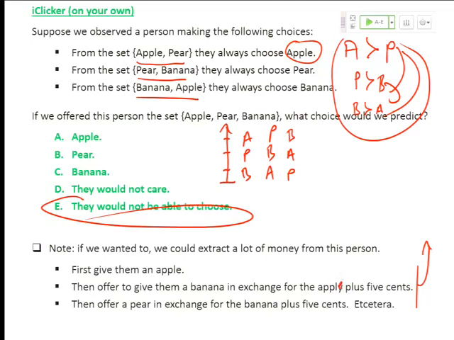Then you offer them a pear in exchange for the banana plus 5 cents. Right? Now they've got a pear. You offer them an apple in exchange for the pear plus 5 cents, and eventually you can extract their entire wealth. Right? Because you're constantly leveraging the fact that they don't know what they really want. This is what's called a money pump.